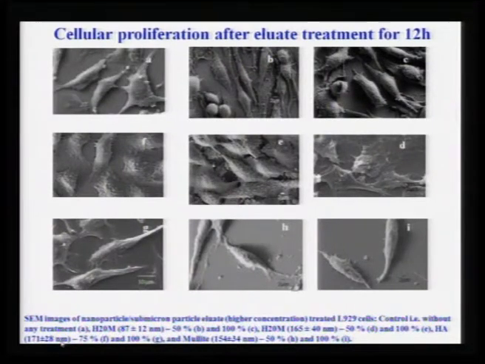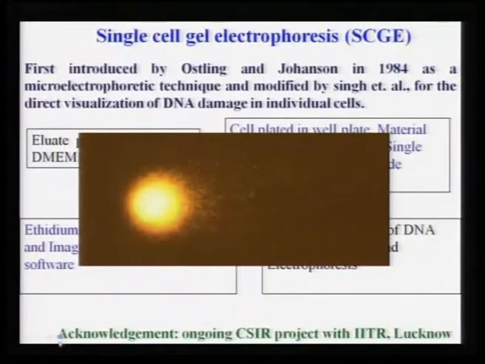This is the typical cell morphology of the L929 fibroblast cells. What you see here is that cells are proliferated in some cases, but there is a limitation on the number of cells proliferated when you are treating them with the mullite particles, and some small particles, what we have seen, are becoming internalized inside the cytoplasm of the cell. This is what you can see when you do some experiments, what is known as single cell gel electrophoresis.